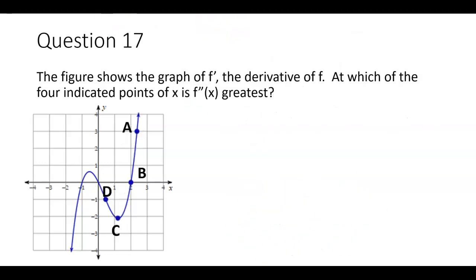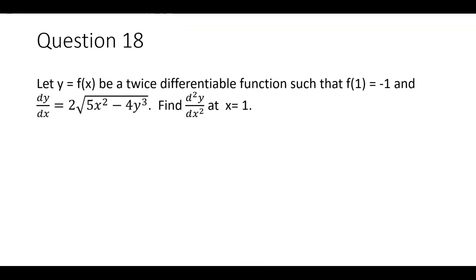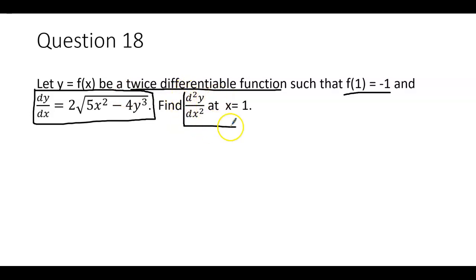All right. Let's go ahead and take a look at our last one here. This one is saying let y equals f of x be a twice differentiable function. That just means you could take the derivative twice, such that f of 1 equals -1. And here's my first derivative. They're asking me to find the second derivative at x equals 1. Now just so you know, if x equals 1, that means y equals -1, because they told me that right here. That's important to pay attention to.